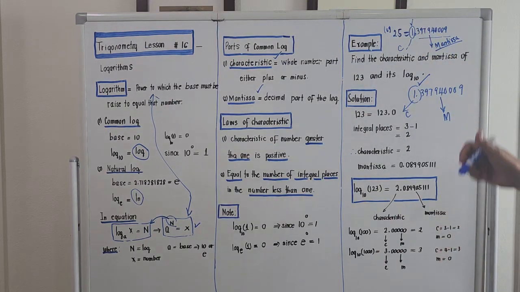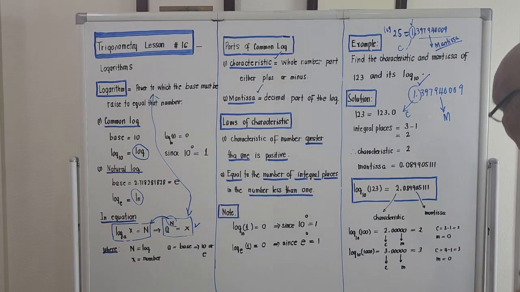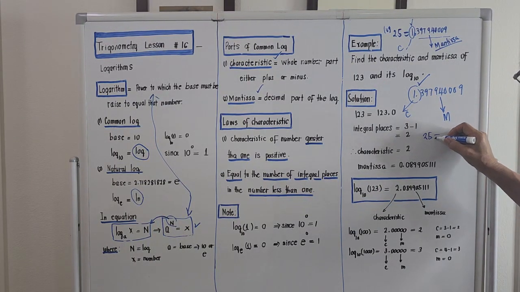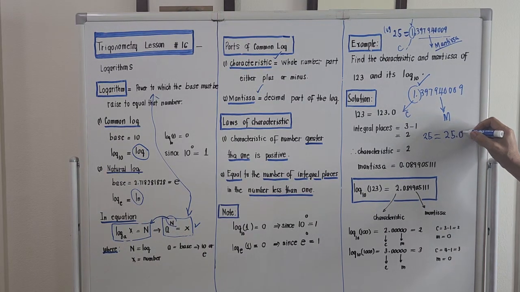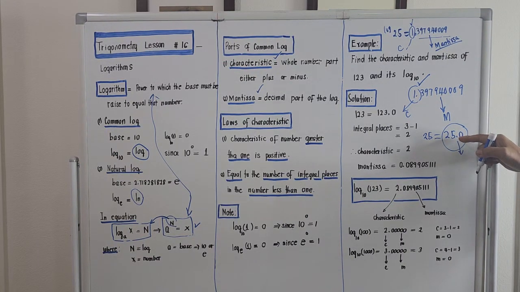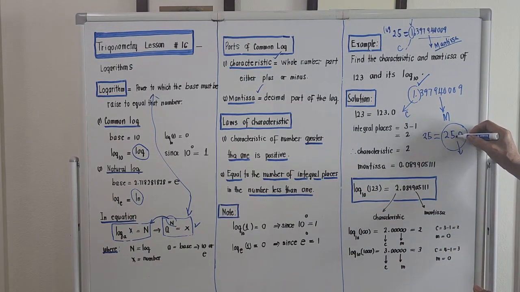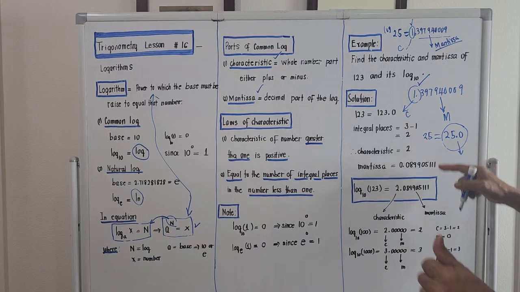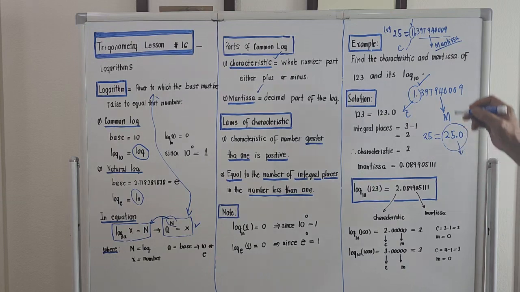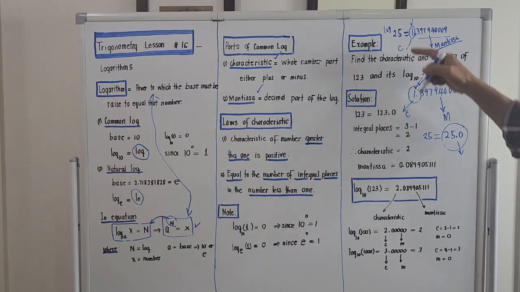minus 1. Okay? 25 can be written as 25.0, right? So there is a decimal here. No number here, but we could place it as a 0.0. To determine the characteristic of 25, just count the number of significant figures to the left, starting with the decimal point. This is 1, this is 2. So the number of places going to the left is 2, minus 1. 2 minus 1 is 1. So the characteristic of 25 is actually 1.